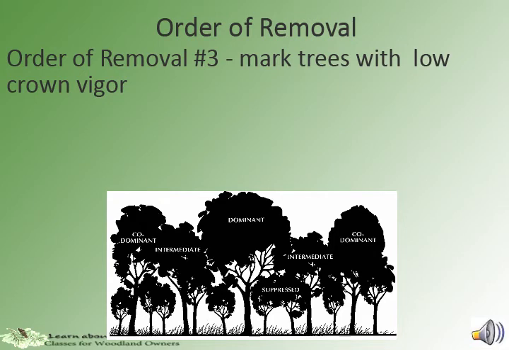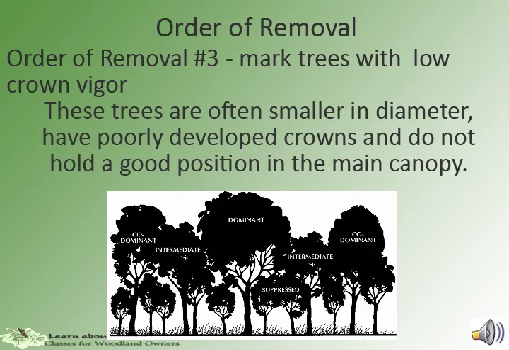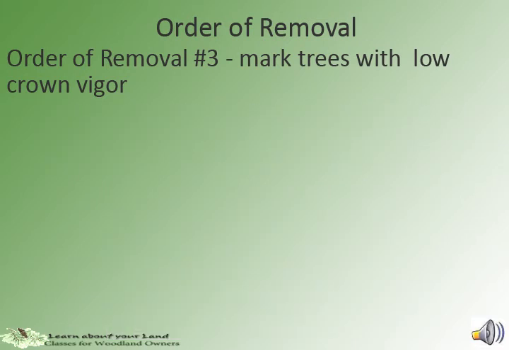In number 3, we want to remove these trees with lower crown vigor. In this image, these are the trees labeled suppressed and sometimes intermediate. They may have other signs of being unhealthy, such as rough bark and vigorous branching on the lower trunk of the tree. Check basal area, and if needed, move on to number 4.